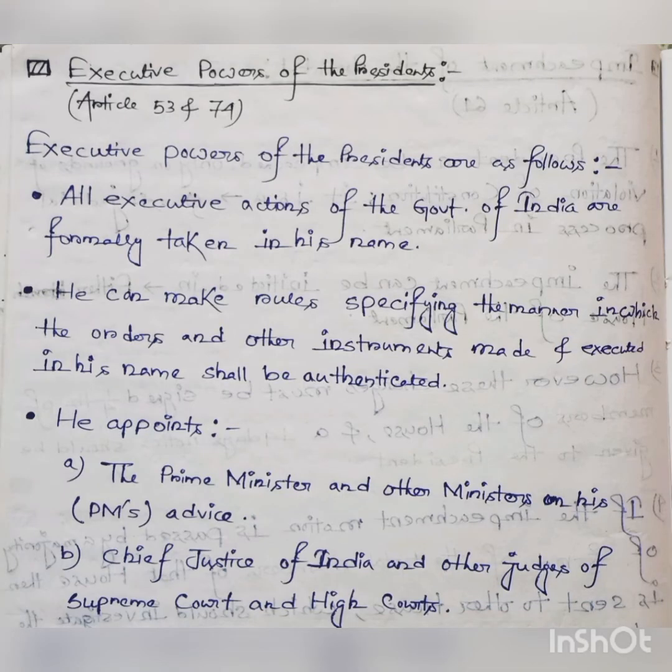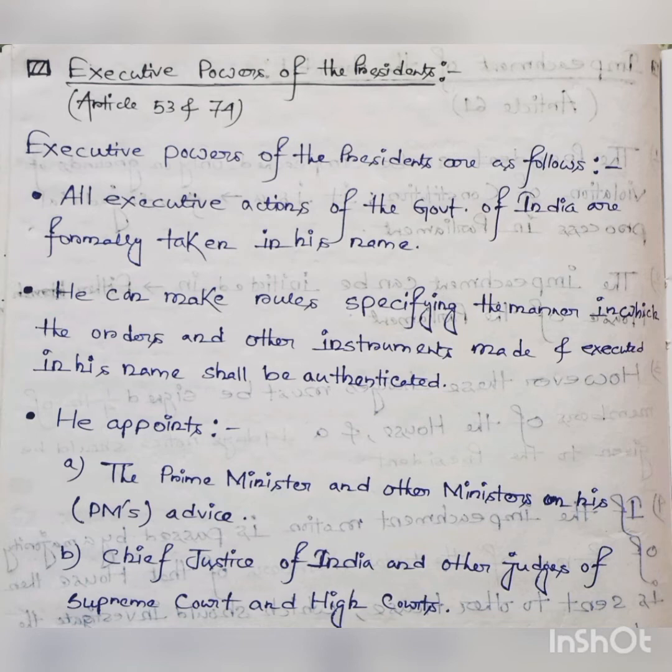Next point, executive powers of the President. Articles 53 and 74 deal with this. The executive powers of the President are as follows. Number 1, all the executive actions of the Government of India are formally taken in his name. Number 2, he can make rules specifying the manner in which the orders and other instruments made and executed in his name shall be authenticated. Number 3, he appoints the Prime Minister and the other ministers on the Prime Minister's advice.